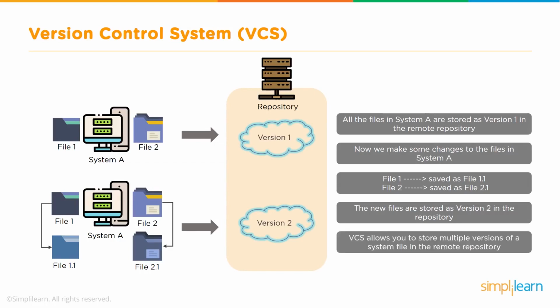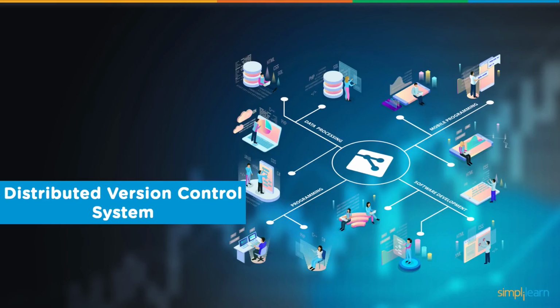The benefit of a VCS, a version control system, is that you're able to store multiple versions of a solution in a single repository. Now let's take a look at some of the challenges that you have with traditional version control systems and see how they can be addressed with distributed version control.